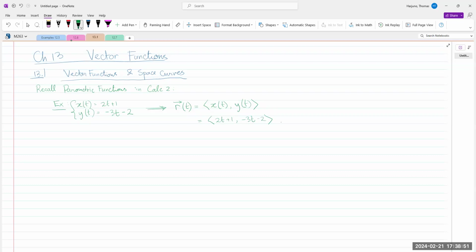Okay, another one that we learned before, I believe in Calc 2, at times you ignore the t. We will just write, let's say, x equals cosine t, and then y equals sine t. That's the parametric equation. So if we write that as a vector function, it will be cosine t, sine t, whose graph is actually a unit circle, right? Because x squared plus y squared equals 1.